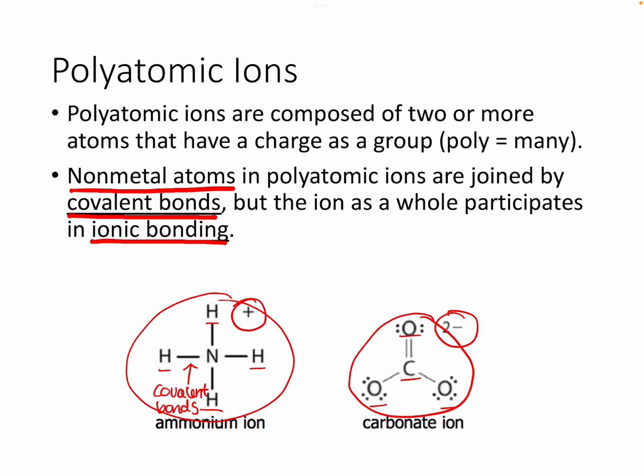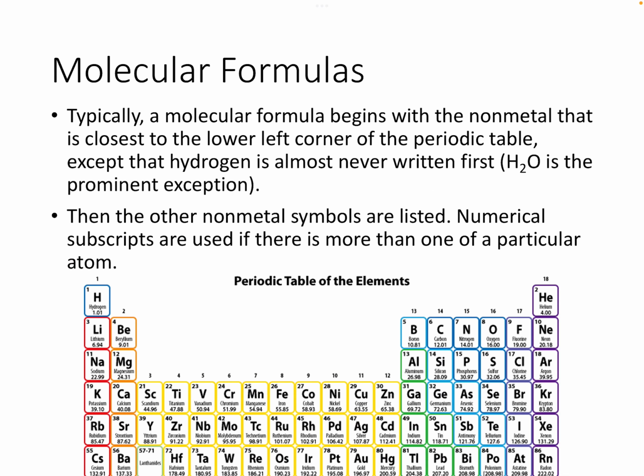So let's focus just on molecules or molecular compounds, and let's talk about molecular formulas. So typically, when we write a molecular formula, we begin with the nonmetal that is closest to the lower left corner of the periodic table. However, hydrogen is never written first except for H2O. That's our one exception. And then we list the other nonmetal symbols, and we use subscripts to indicate if there's more than one of those atoms.